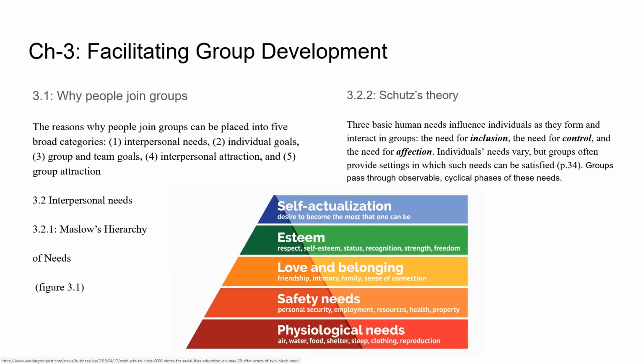This is expanding on interpersonal needs. There are three basic human needs that influence individuals as they form and interact in groups. This is Schutz's theory, and he says there's the need for inclusion, the need for control, and the need for affection, right? Individuals' needs vary, but groups often provide settings in which needs can be satisfied. That's page 34. And groups pass through observable cyclical phases of these needs. You'll join a group because you want to be included. You don't want to be the kid that's left out or picked on, right? And then the need for control, for a lot of people, is important to them, right? I want to make the decisions of my life.